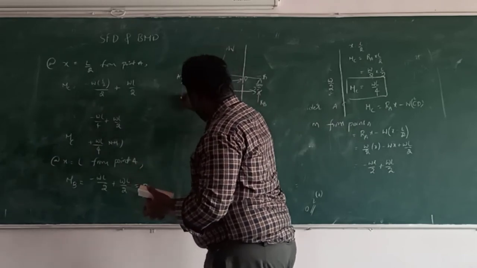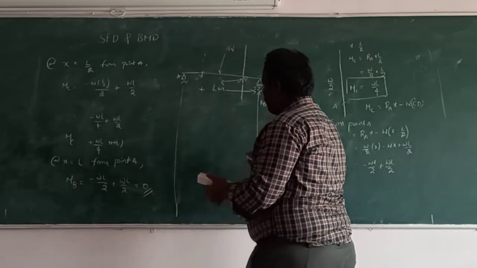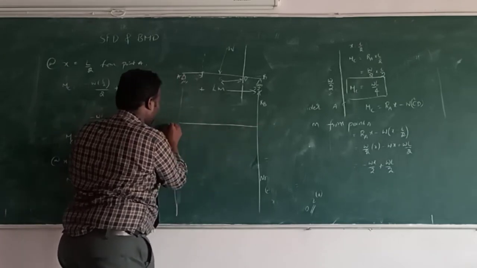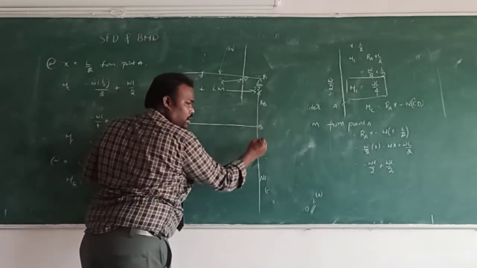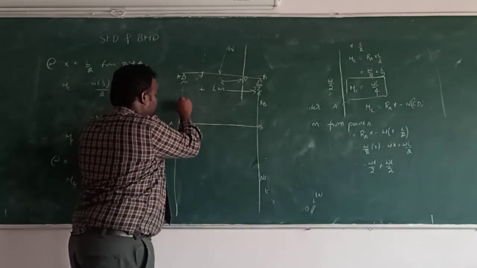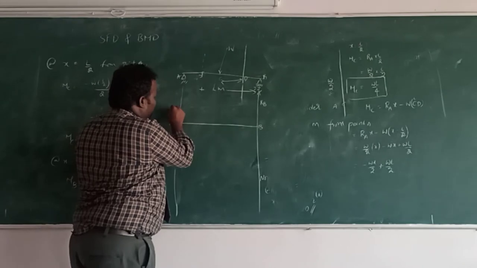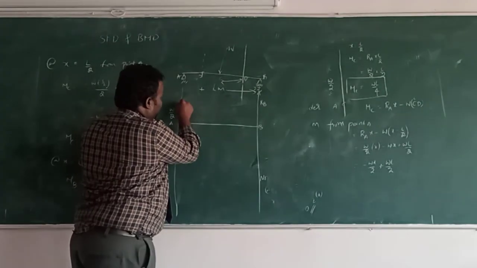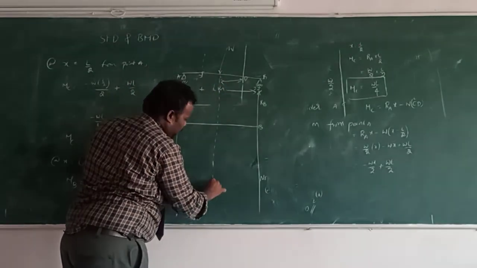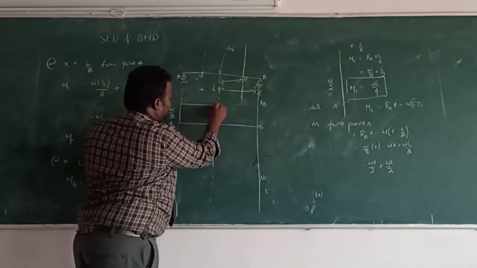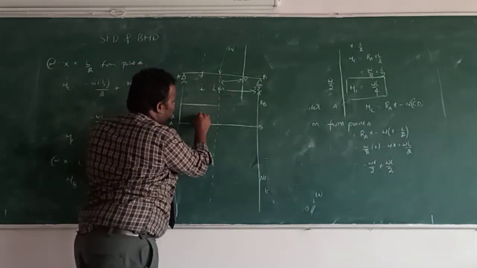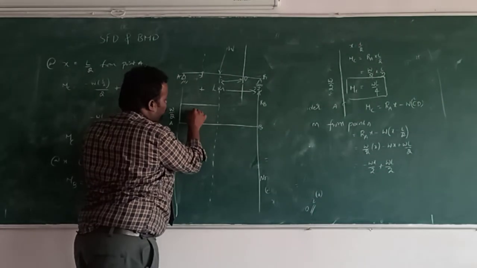Point A. So neutral axis A, B. The shear force at point A is the reaction W by 2, up to point C under the load point. So a straight line up to the load point. Up to the load point, the shear force is W by 2, positive.